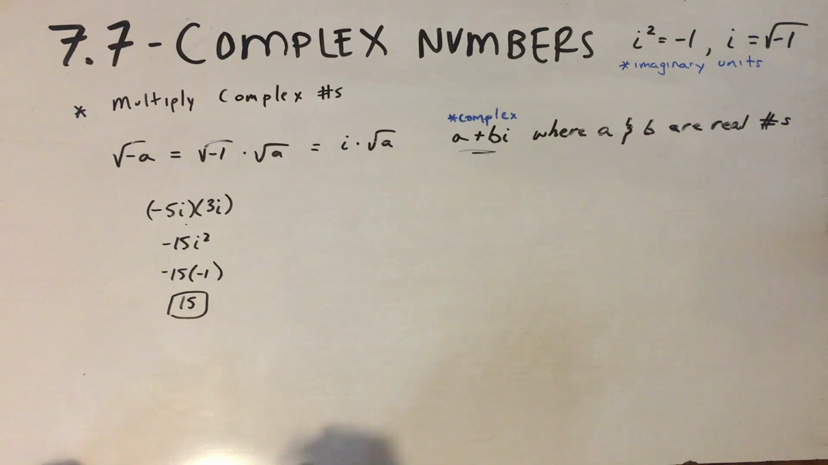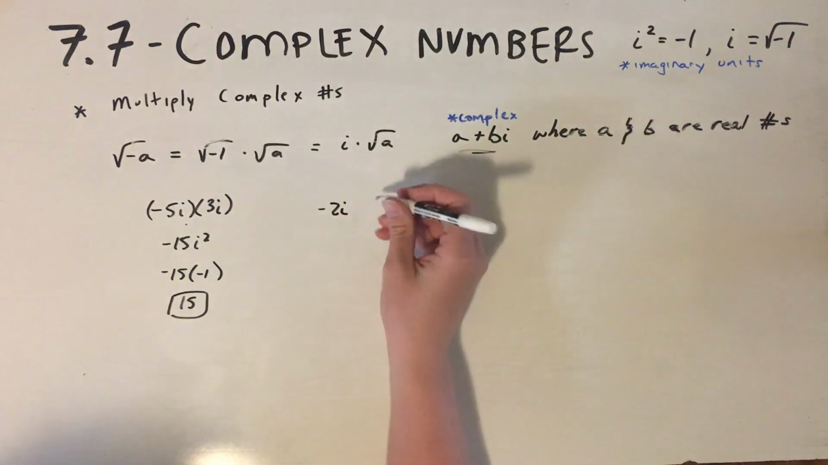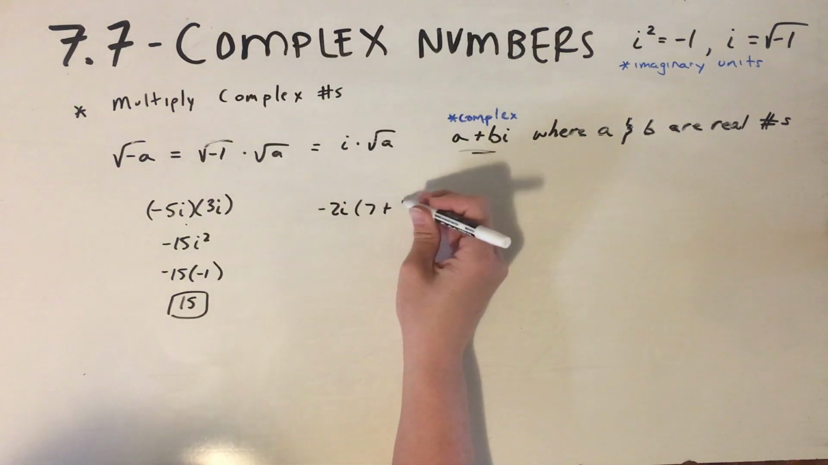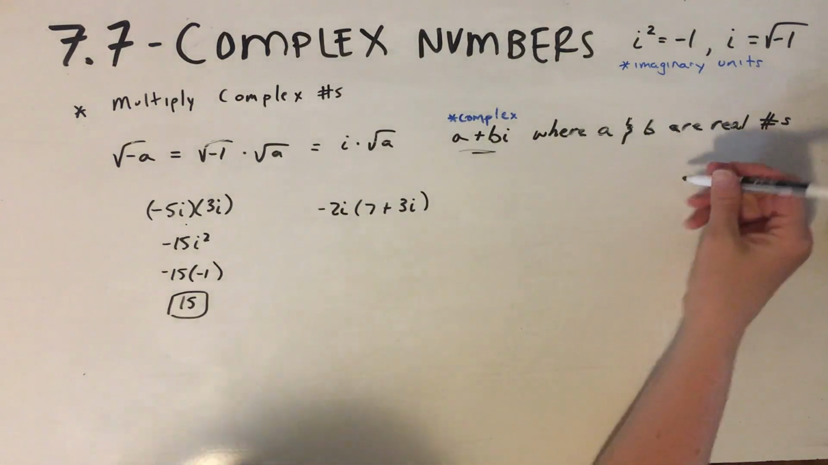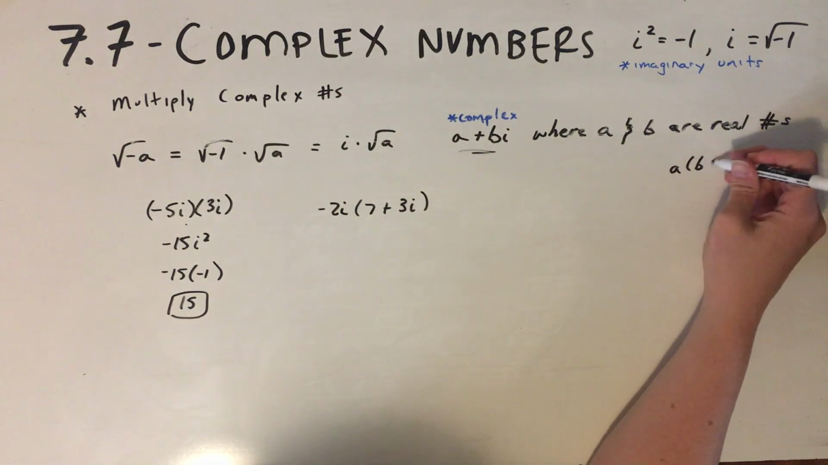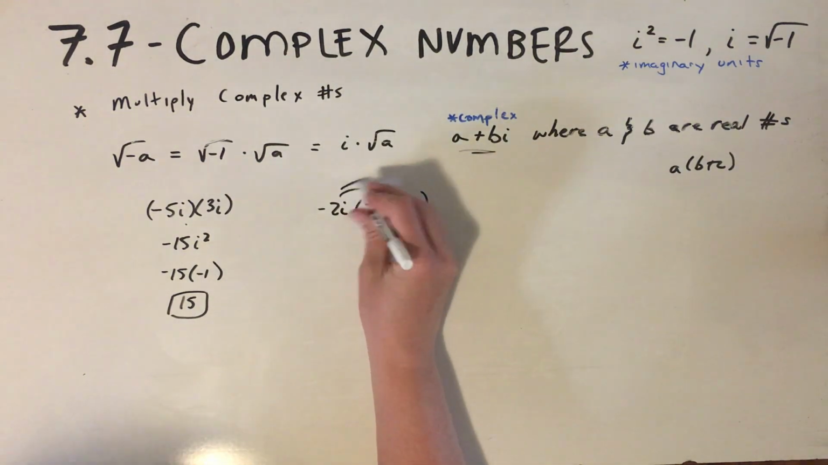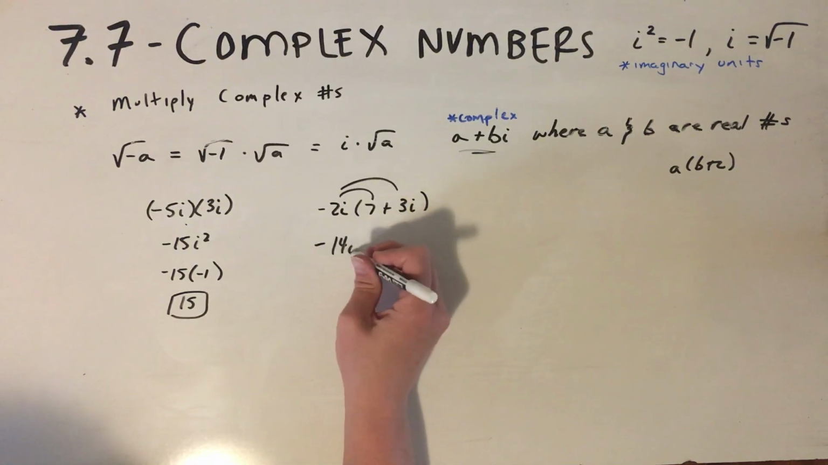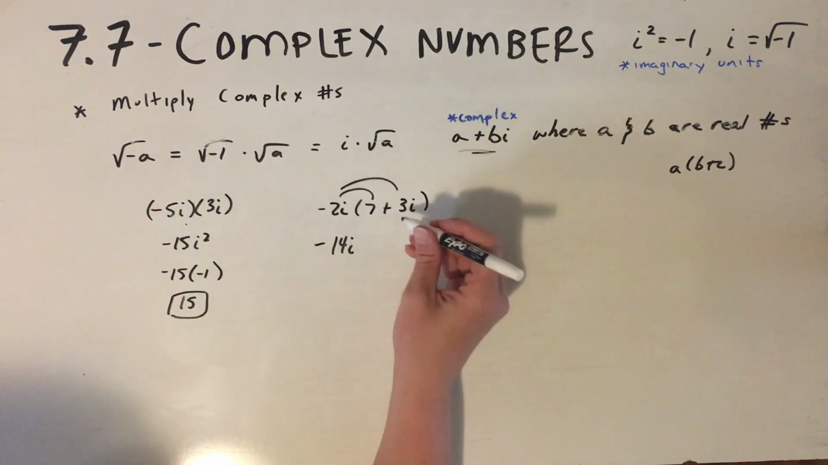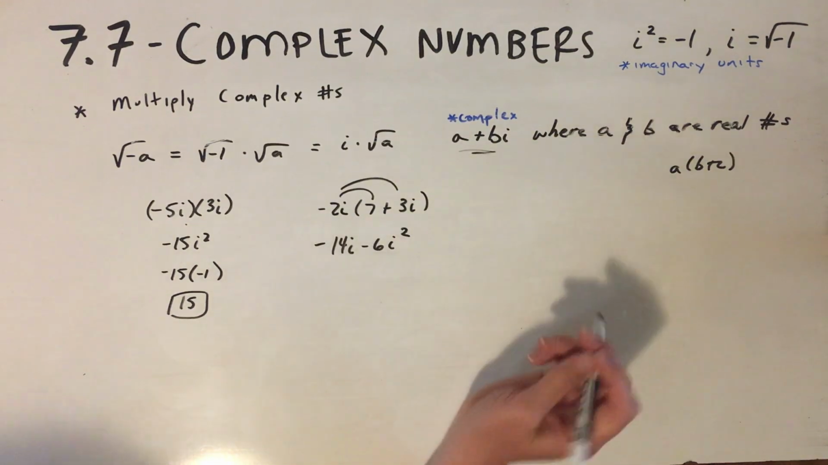Okay, so that's similar to a monomial times a monomial. But what if I had a single term here and I want to multiply that by two terms? Well, I'm going to distribute here because these are not like terms, so I can't add them together, but I can distribute. When I distribute, I'm going to get a negative 14 and an i, and I'm going to get a negative 6, and i times i is i squared.